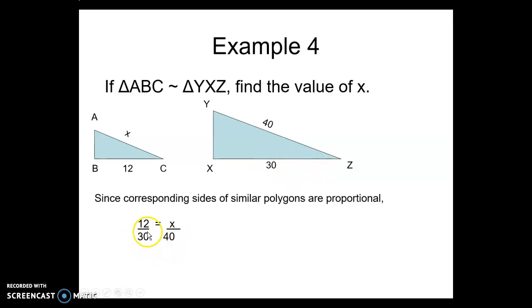All right, now you have to solve this little equation, and the easiest way to solve it is something called cross multiplying. So you're taking 30 times X and 40 times 12. 40 times 12 is 480, 30 times X is 30X. Then you divide and you get X is equal to 16. So anytime you're trying to solve for a missing side, you need to set up a proportion, and in order to solve that proportion, you need to cross multiply. Put a variable on the side you don't know.